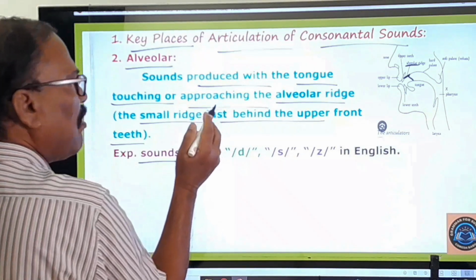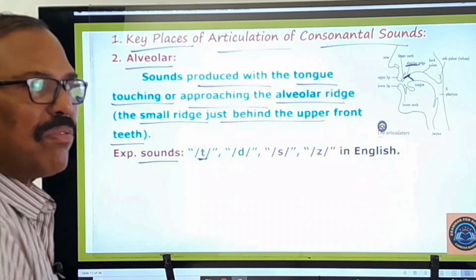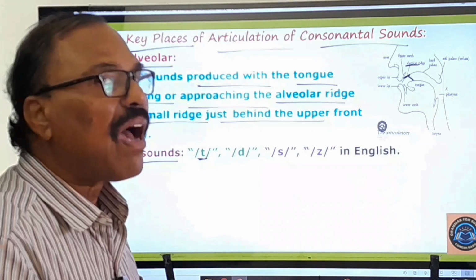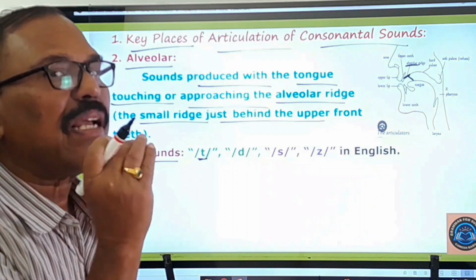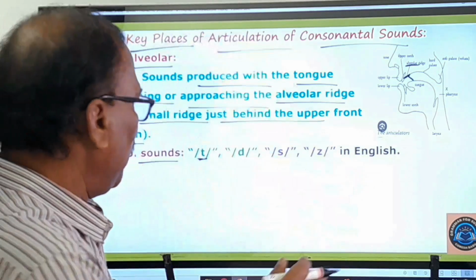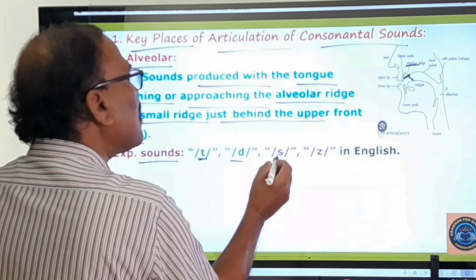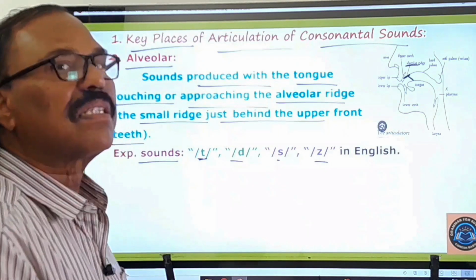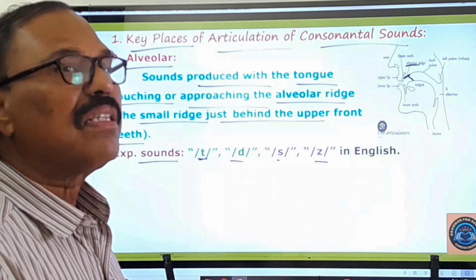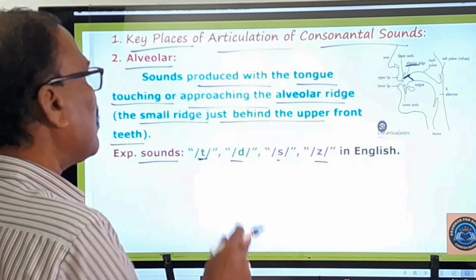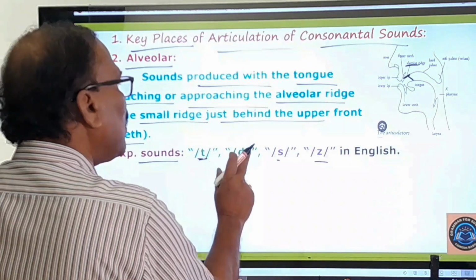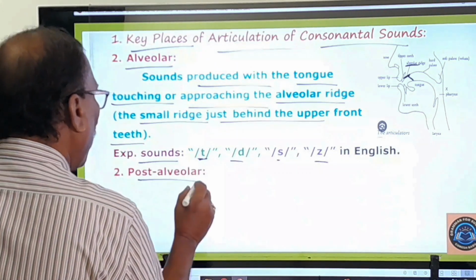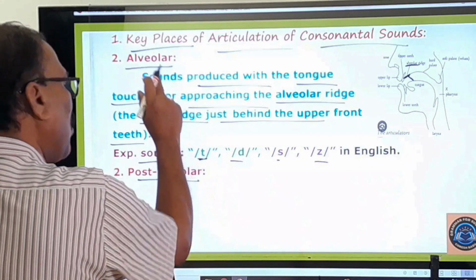What are those sounds? Ta. When you pronounce this ta, just check what is happening. The tongue is touching the alveolar ridge. Da, sa, za. So ta, da, sa, za in English. These are called alveolar sounds. And here, what is that? Post alveolar.